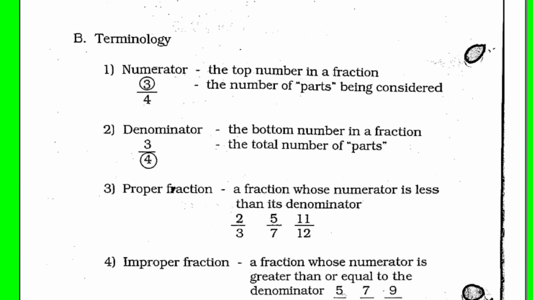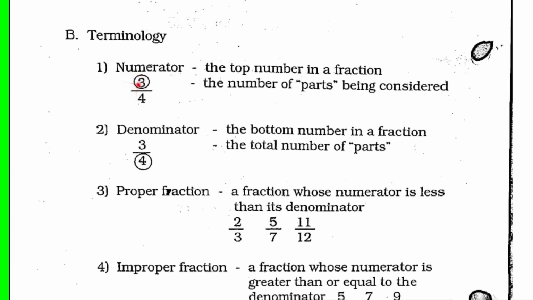The other thing we talked about are the parts of a fraction. The top number of a fraction is called the numerator, and that's the number of parts being considered. And the bottom number of a fraction is the denominator. That's the total number of parts. And then right now we're just talking about proper fractions, fractions that have a smaller numerator than denominator.